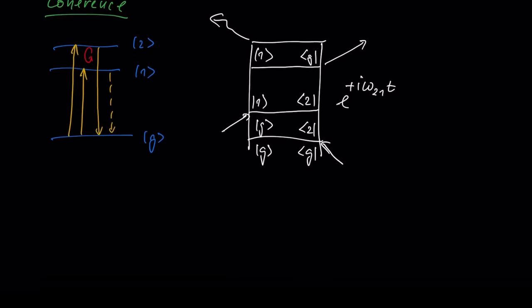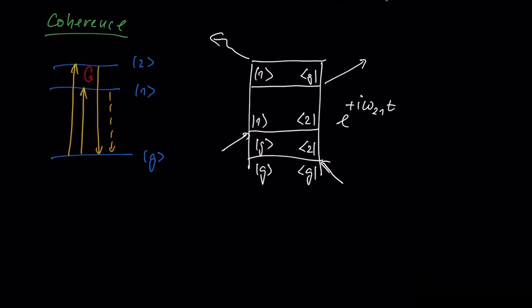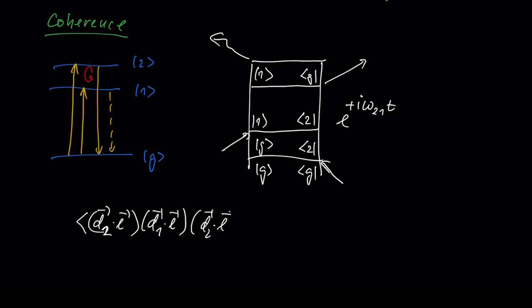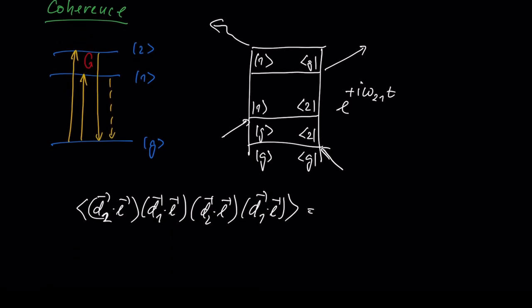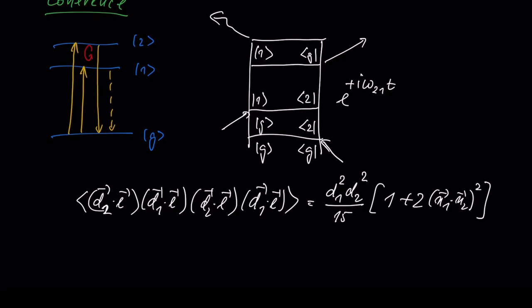And we can also see that here, when we evaluate a very similar expression from above, D2 is the first. Then we have D1, D2 again, and D1. And because this is basically up to an order the same expression as above, we can again conclude that this is going to be D1, D2 squared divided by 15. And here I have 1 plus 2, N1, N2 squared. So this is also a signal which is going to be slightly diminished depending on the mutual orientation of the transition dipole moments from the ground state to the states 1 and 2.